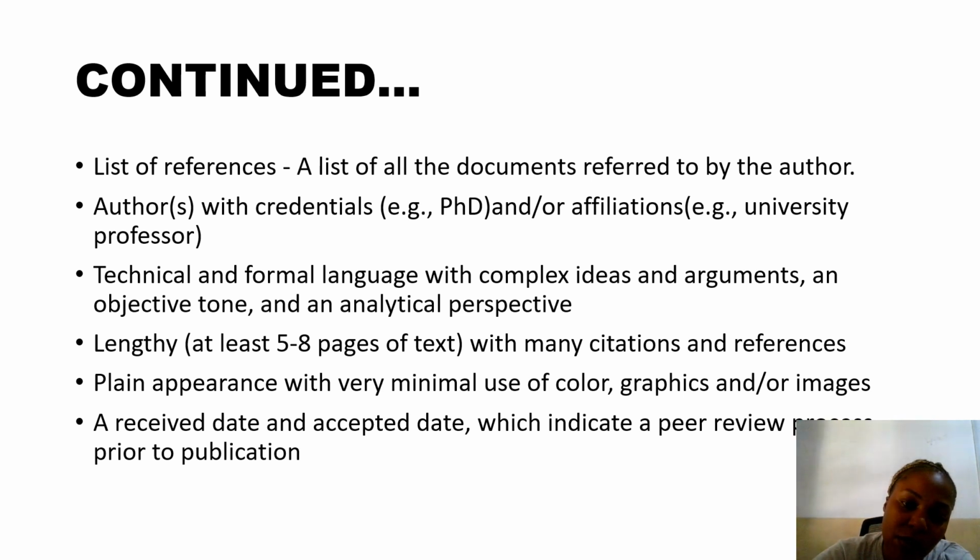Then technical and formal language with complex ideas and arguments. This depends on the field. If it's science, there will be scientific language, for education, educational language, or clinical language, and so forth. Then length: at least 5 to 8 pages of text with many citations and references inside. Plain appearance: very minimal use of color, graphics, or images. And then there will be a date when it was received by the journal and an accepted date before it was published, which indicates their peer review process prior to publication.